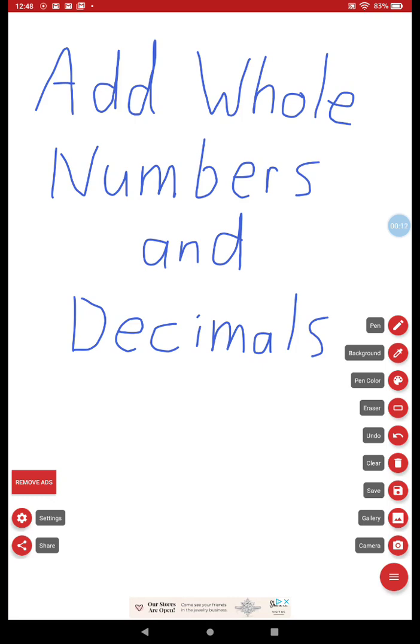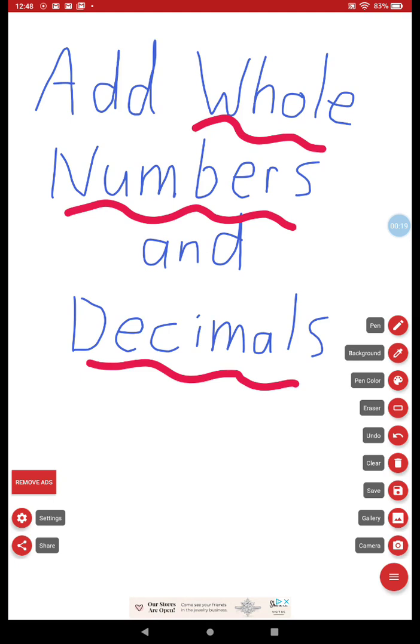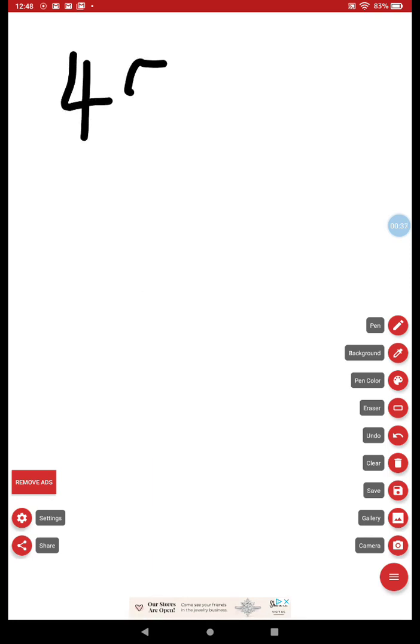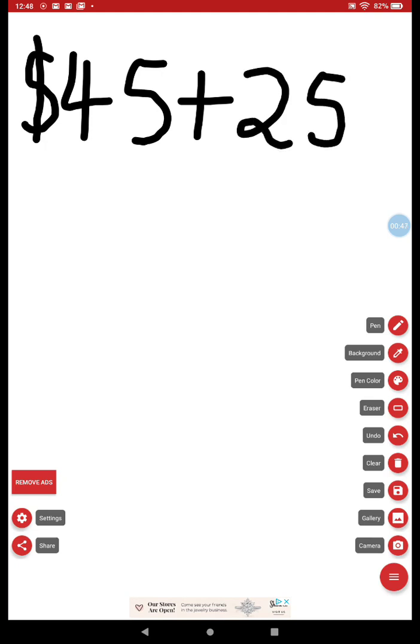Today, we're going to be working with how to add whole numbers and how to add decimals. So combining whole numbers and decimals, and you might think, oh, I don't know if I can do that. That's kind of hard. Well, let's look at our first example. All right, let's say that you have $45, got the little dollar sign, okay? And you are adding to that 25 cents, and we'll put the little cent sign.